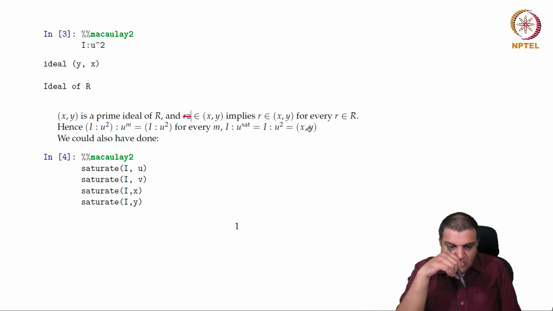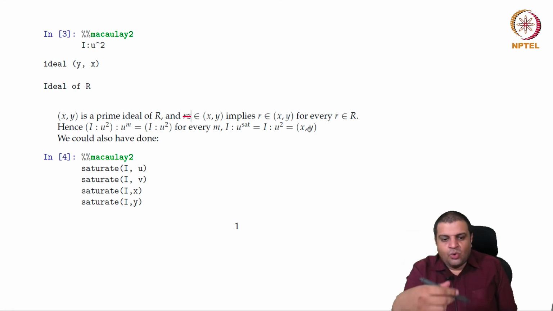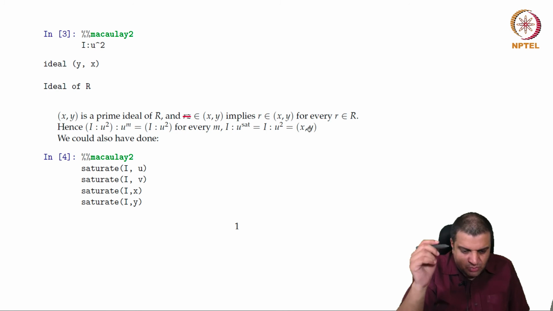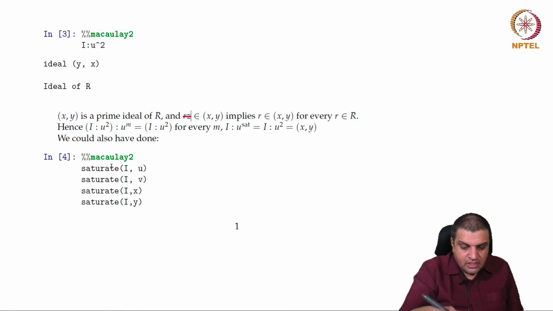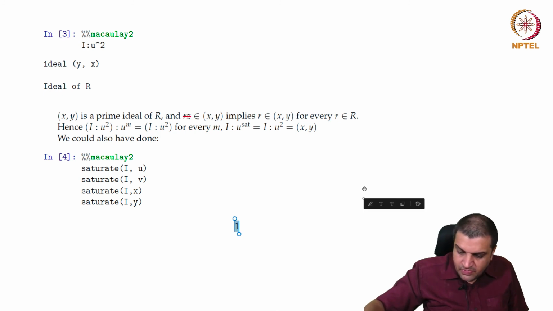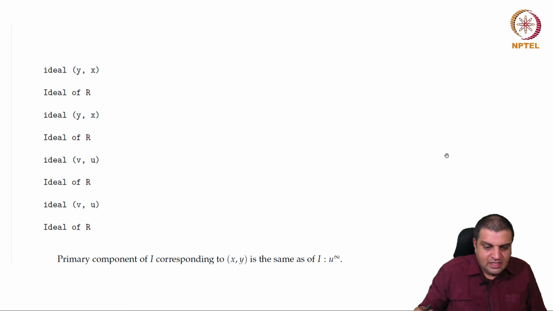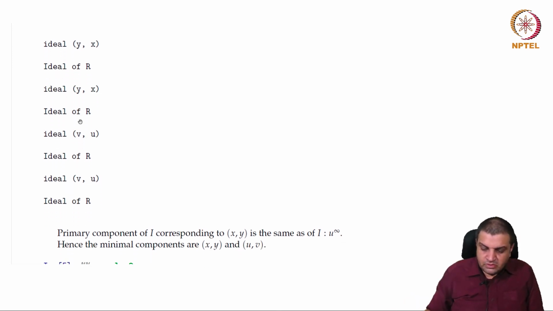Okay. So this is one way of taking these colons successively and figuring out when it stabilizes, in small examples we can do, and this is what we did. We could also just give the Macaulay 2 command called saturate, and so this is what we did here. We asked to saturate with respect to all 4 variables, and here is the output: saturation with respect to u, v, x, and then y, as expected.